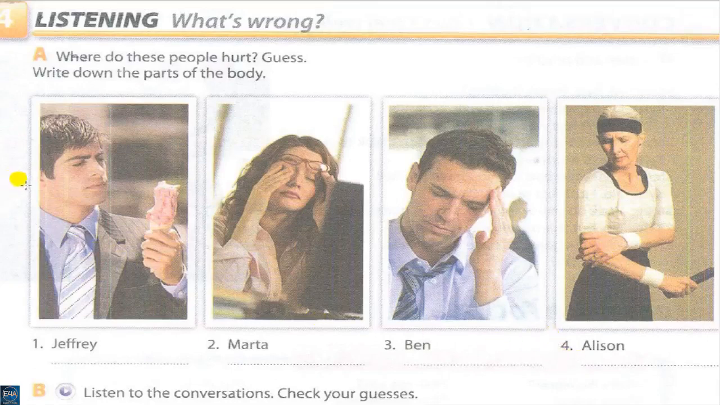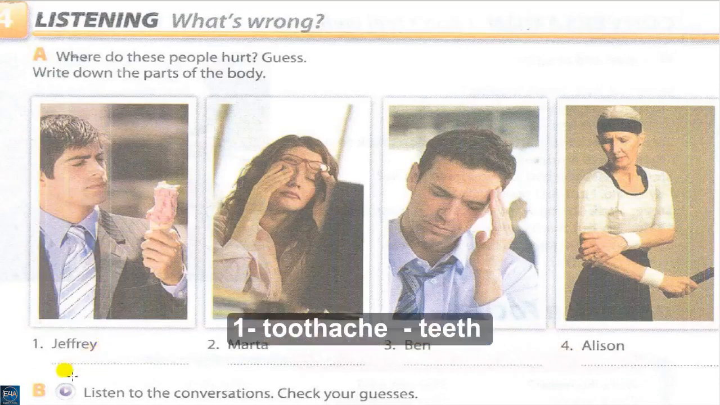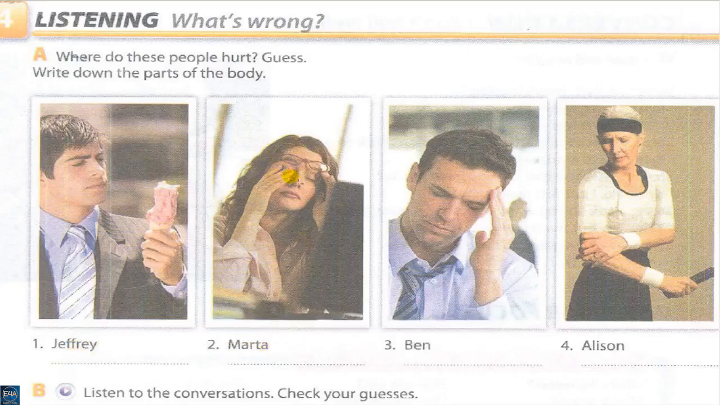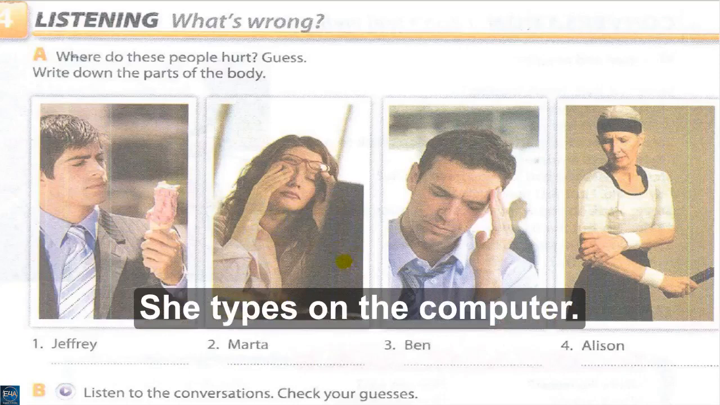One. What's the matter with Jeffrey? Jeffrey has a toothache. So, what hurts? Teeth. So Jeffrey, teeth, because he has a toothache. Two, Marta. Marta, she's rubbing her eyes. She has dry eyes. Eyes. Marta is a typist. She's typing. She types on the computer.